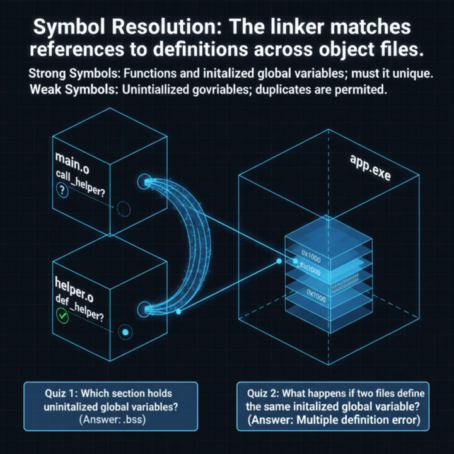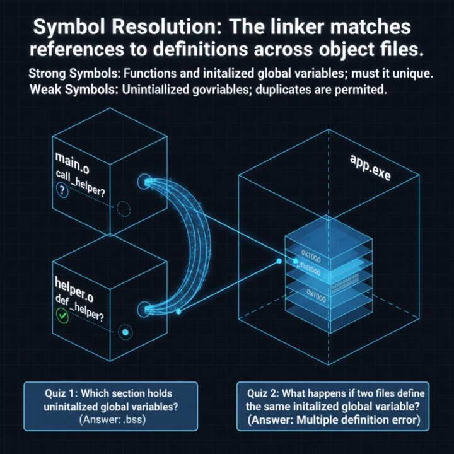Now, how do separate object files become a single executable? This is the job of the linker, and its core task is symbol resolution. A symbol is essentially a named reference to a variable or a function. When you compile a single source file, say main.c, it might call a function defined in another file, like helper.c. The compiler generates a relocatable object file, main.o, with an unresolved reference to the helper function. The linker's first job is to scan the symbol tables of all input object files, main.o, helper.o, etc., and build a global map of all defined symbols.